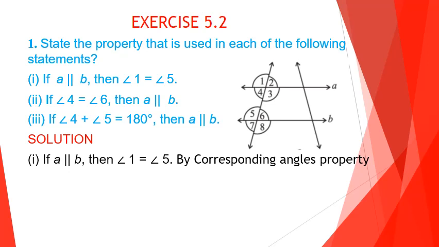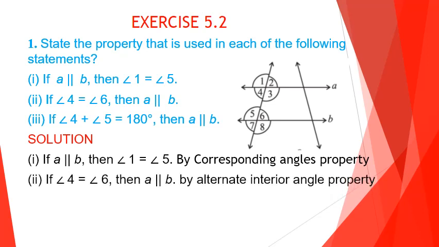Second is angle 4 and angle 6. Look at the figure. Where is the position of angle 4 and angle 6? Yes, they are interior angles which lie on opposite sides of the transversal. Hence they are equal. So by which property can we write that they are equal? By the alternate interior angle property.